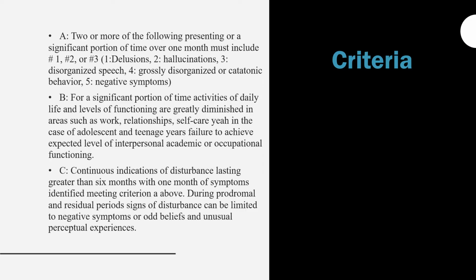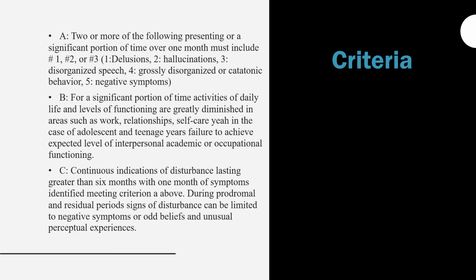All right, so the criteria here is actually broken into 2 slides because we've got altogether 6 different things we have to look at. Category A, you must have 2 or more of these things. Specifically, over a course of time of 1 month, you must have at least delusions, hallucinations, or disorganized speech. If you don't have one of those 3, you do not have schizophrenia.